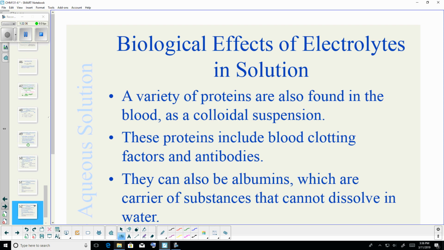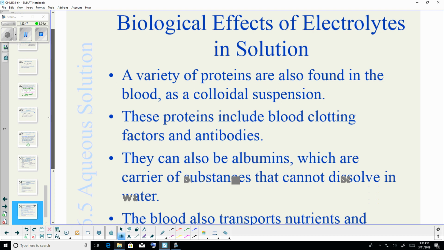A variety of proteins are also found in the blood as a colloidal suspension. They include blood clotting factors and antibodies. There can also be albumins, which are a carrier of substances that cannot dissolve in water.